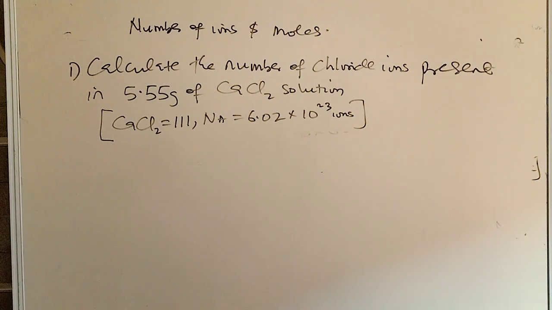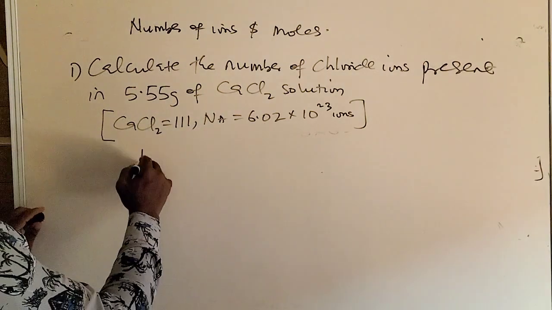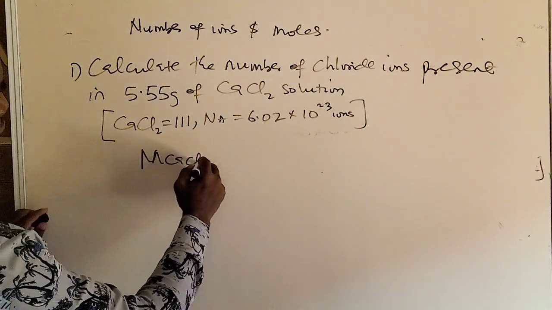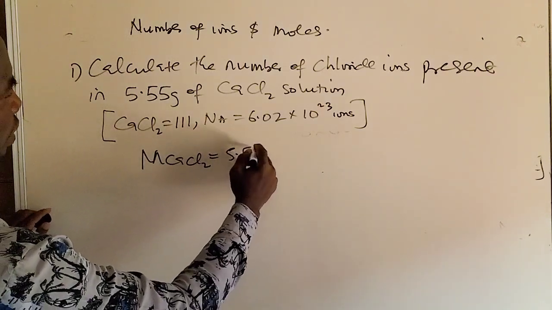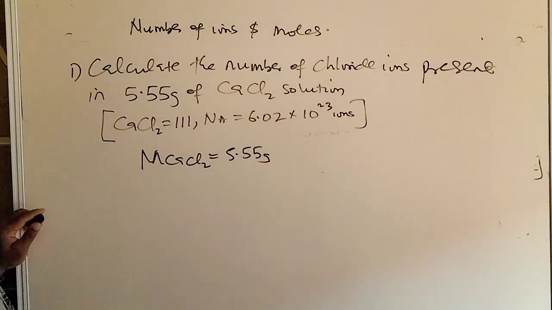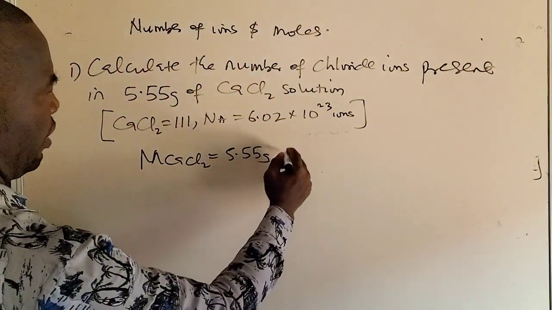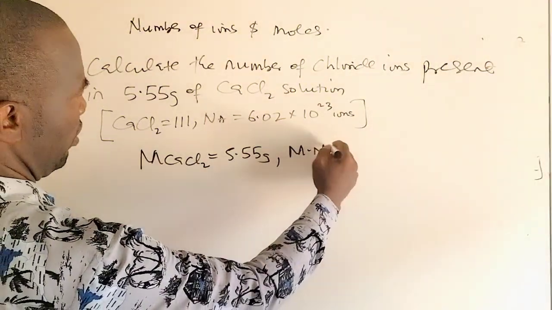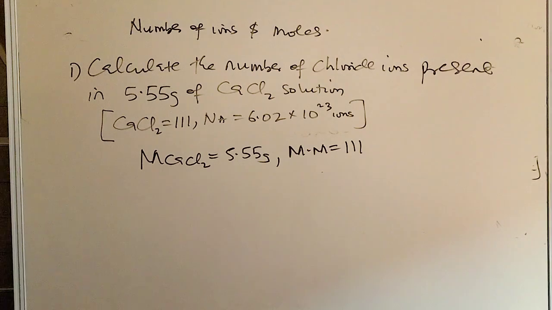So let's start solving this problem. What do we do? We're given the mass of calcium chloride, which is the compound. So mass of calcium chloride, m of CaCl2, is 5.55 gram. You need to find the molar mass of calcium chloride. It's given to you already. So the molar mass is given to us already. We don't need to calculate it.